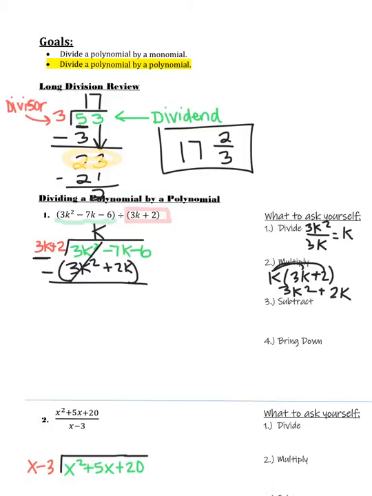And now be very careful with your negative signs here. We're going to have a negative 7k, and we are subtracting 2k. So that's going to leave me with negative 9k.